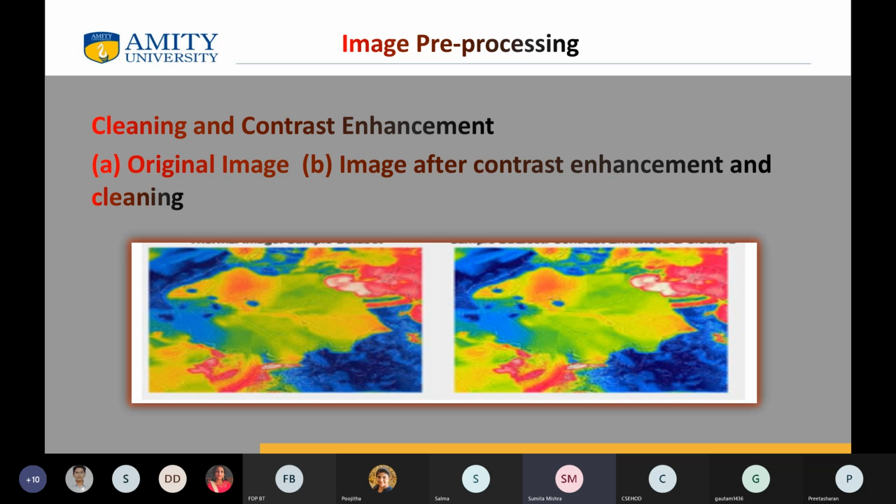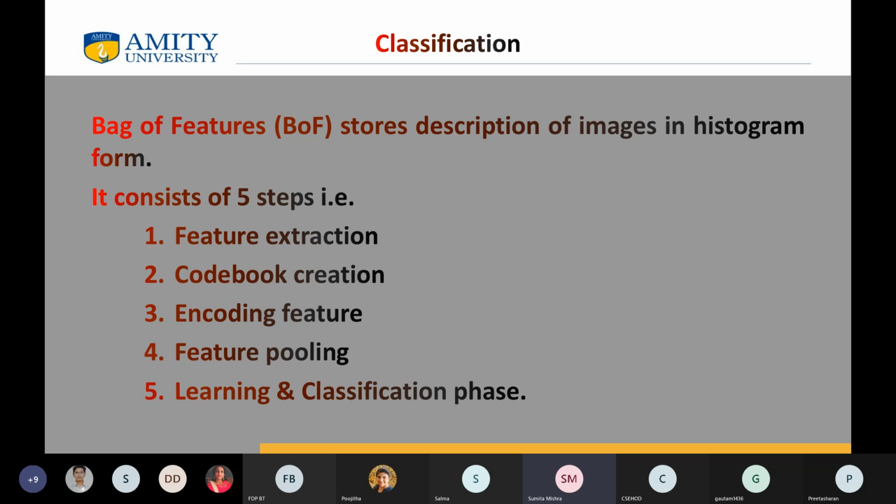The first step: on the left hand side we see the original image. In this, contrast enhancement and cleaning were required. We did that using a Wiener filter, and then the next step was classification. As I told you, we did not have a huge amount of data, so we used the bag of features algorithm. Bag of features is in the domain of computer vision, derived from the bag of words algorithm, which is well known in natural language processing. But here we do not have words, so it is known as bag of features instead of bag of words.